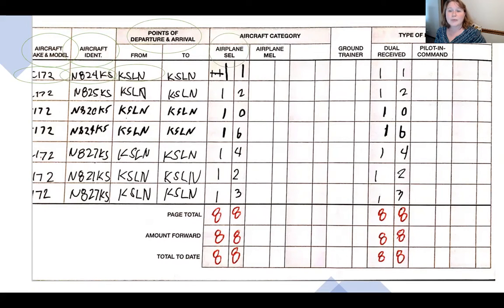Next, you'll notice the airplane SEL, that means single engine land. That is the type of aircraft. It is one of the more simple aircraft. It is an airplane. It has one engine and it flies over land, not water.